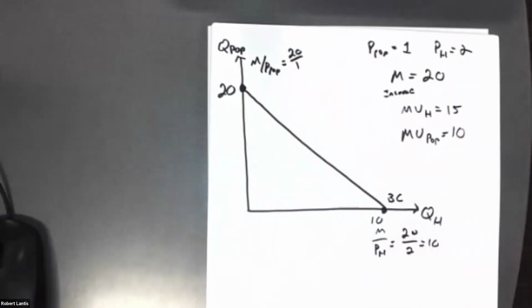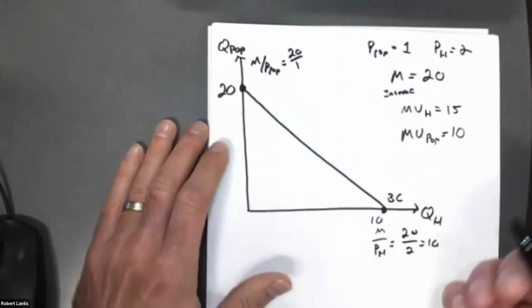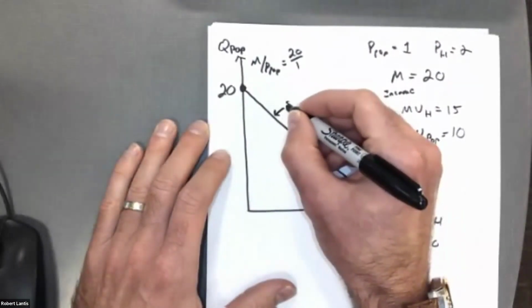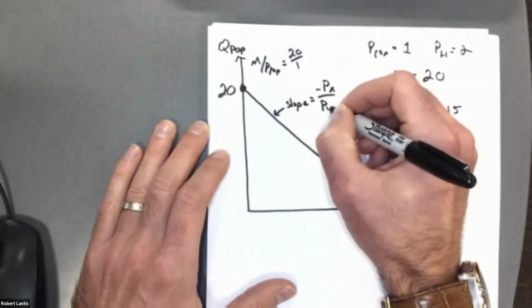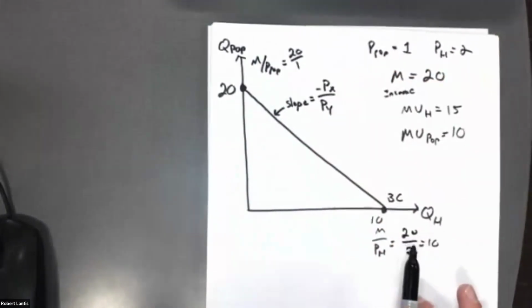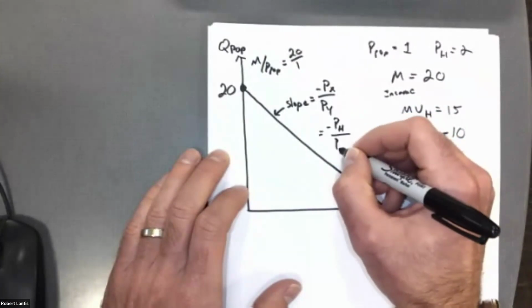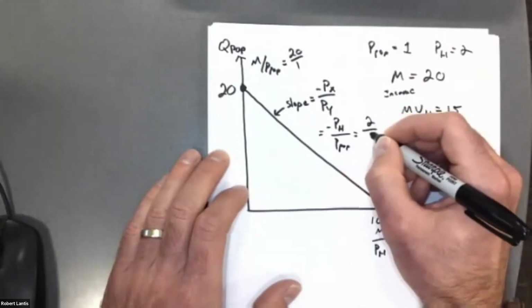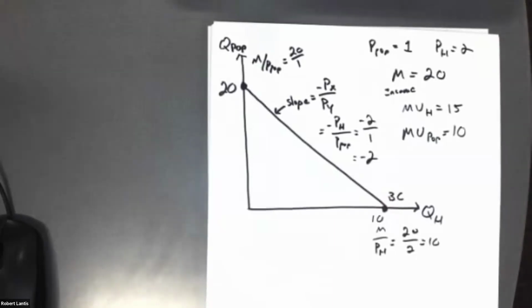Now, what should the slope of my budget constraint always be? So even if I didn't draw this out and calculate these quantities, we said the slope of our budget constraint should always be negative whatever the relative price of good X is to the price of good Y, okay? So in our example, this is negative price of hamburgers to pop. So I've got what? 2 over 1 or negative 2, okay? Everybody with me so far?